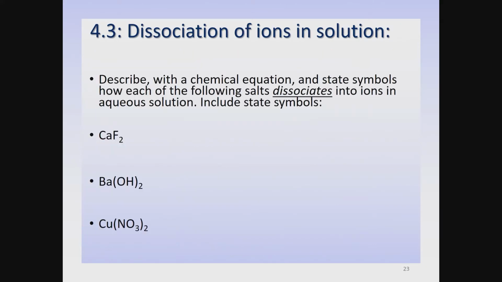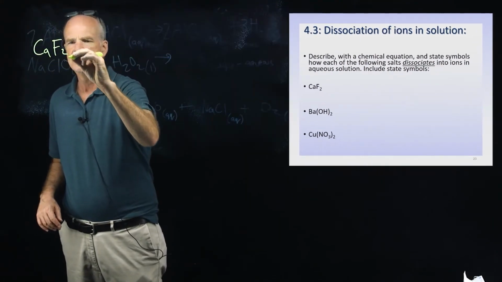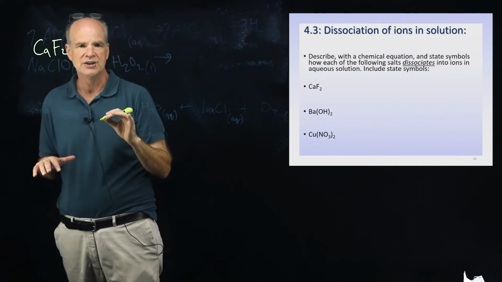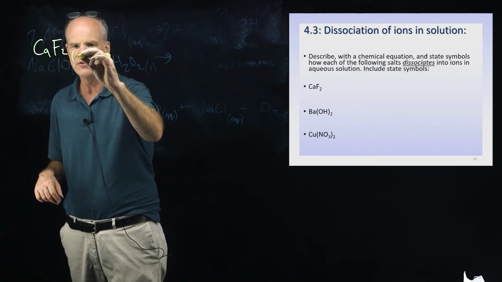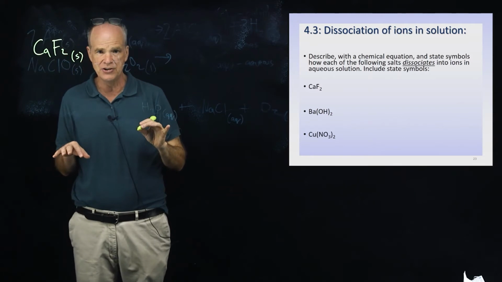So we'll go to the board here. So let's go over that a little bit. Okay, so let's say you have calcium fluoride. And let's say you dissolve this in water. So first off, the calcium fluoride is a solid salt, and so we can indicate that with a state symbol by putting an S here. Now, you're going to dissolve it in water.